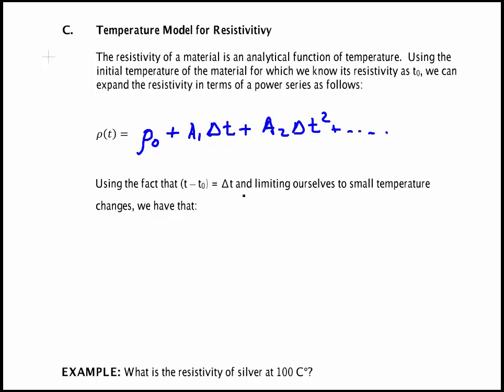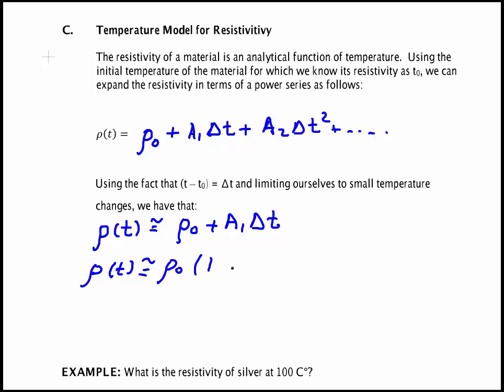And using the fact that delta T is T minus T naught, and limiting ourselves to only small temperature changes, then rho of T must be approximately the original value in the table plus some small change that depends only on the first power of delta T. Now, what we want to do is find out the percent change in essence. So I'm going to factor rho naught out of both sides. Rho of T is approximately rho naught times 1 plus A1 over rho naught times delta T.